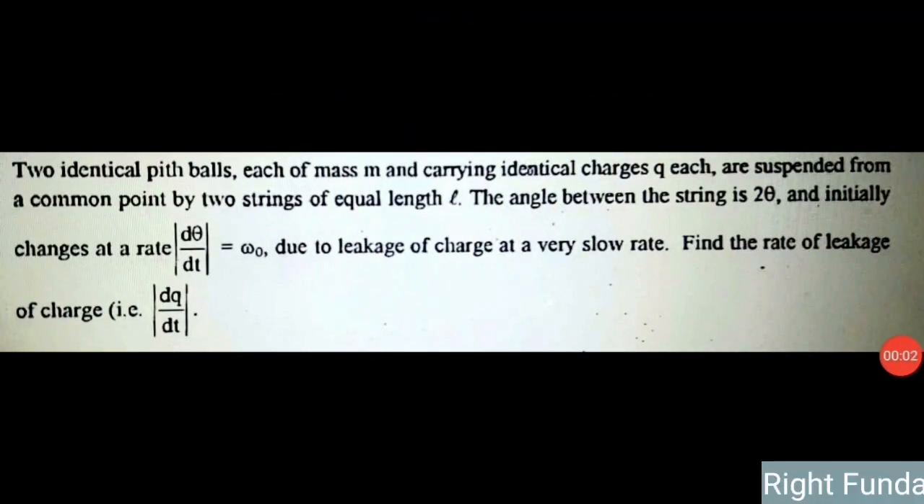Two identical pith balls, each of mass m and carrying identical charge q each, are suspended from a common point by two strings of equal length L. The angle between the strings is 2θ and initially changes at the rate of |dθ/dt| = ω0 due to leakage of charge at a very slow rate. The question is asking: find the rate of leakage of charge, that is |dq/dt|. We have to calculate at what rate the charge is getting leaked.